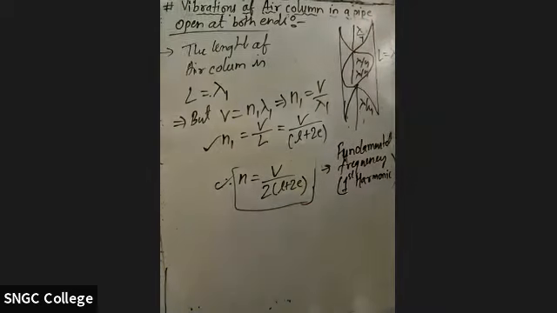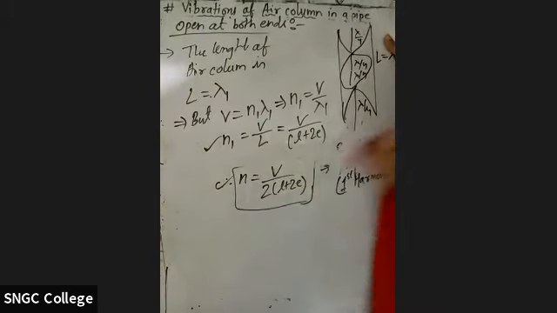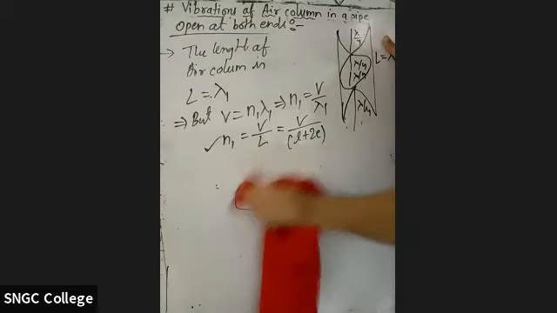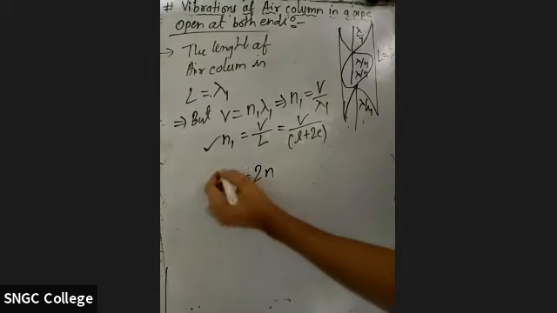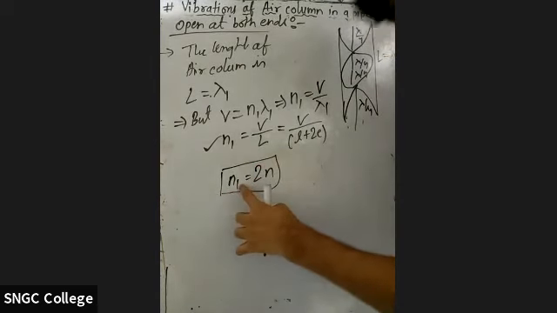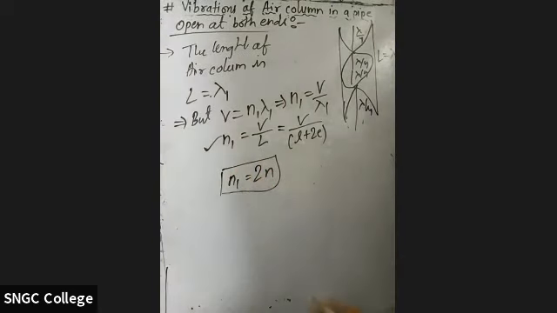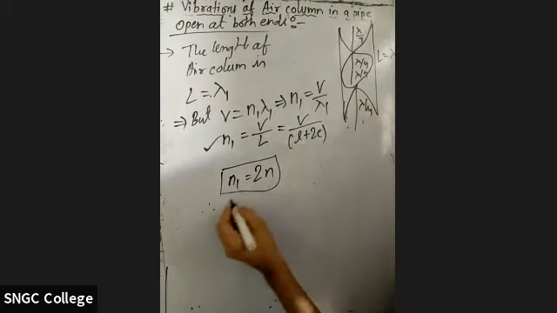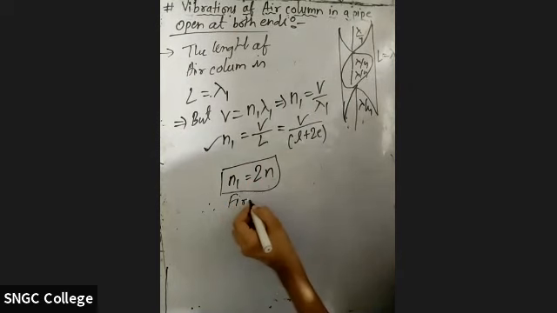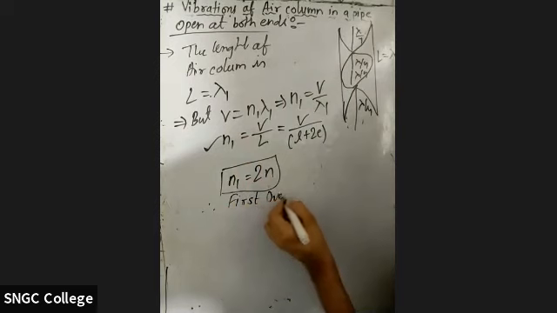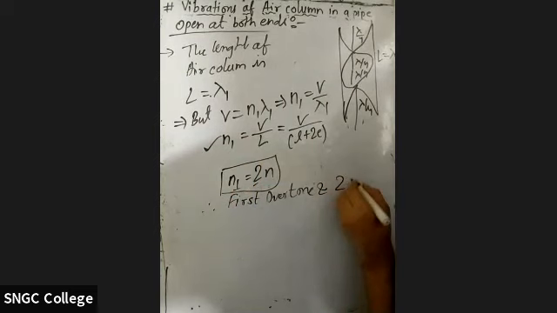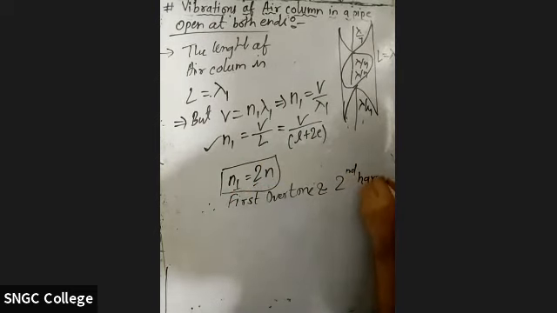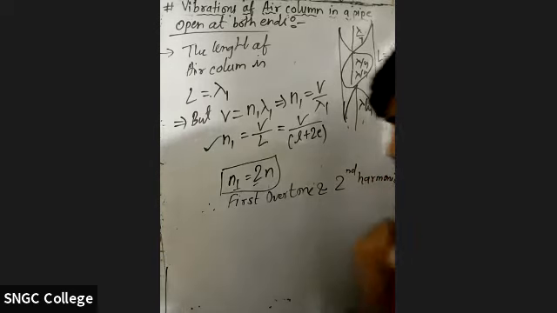That means n1 is equal to 2 times n. Correct? So this is first overtone and second harmonic. Okay.